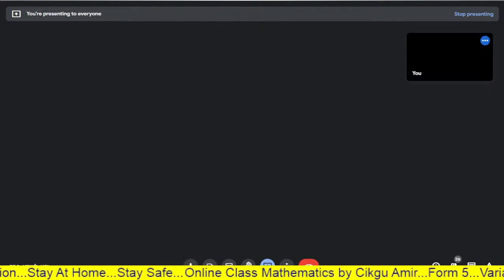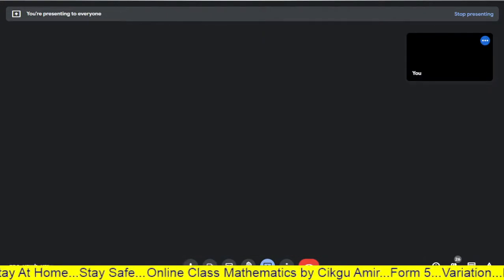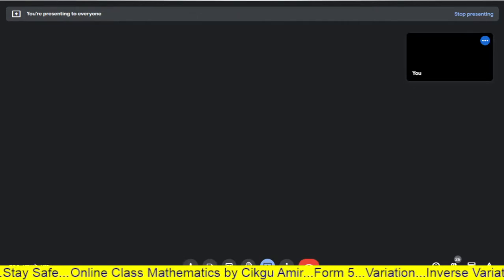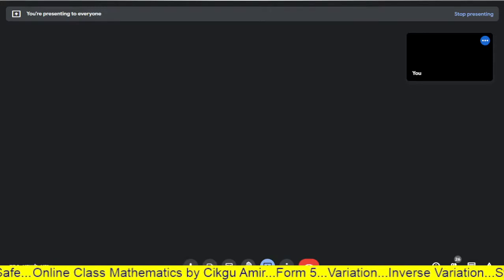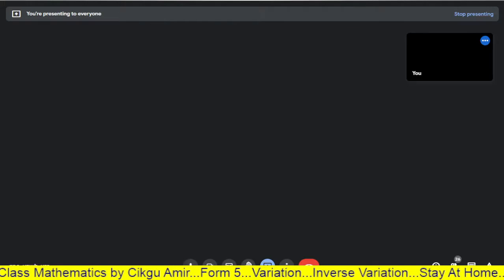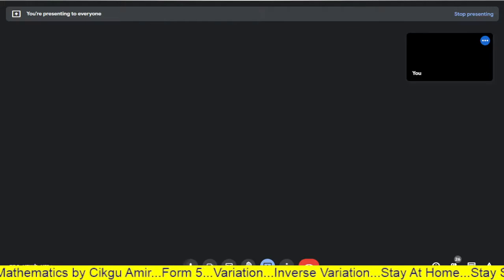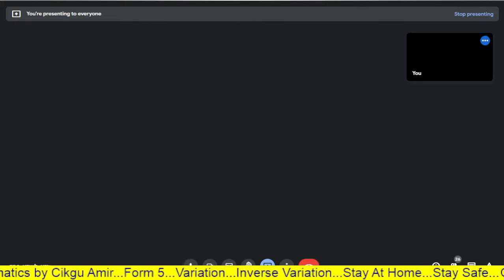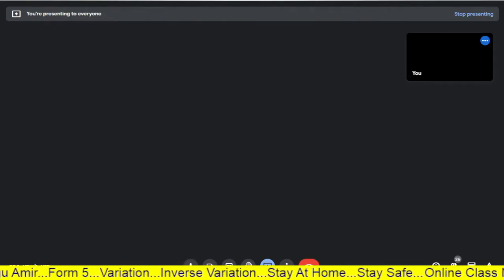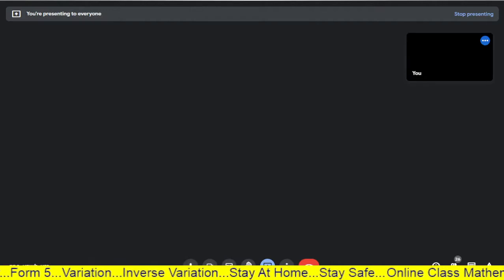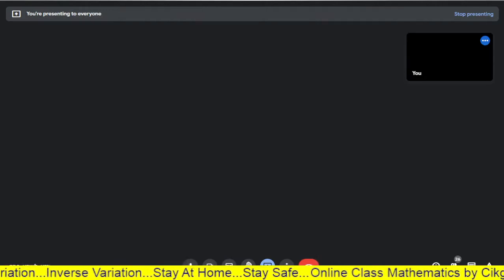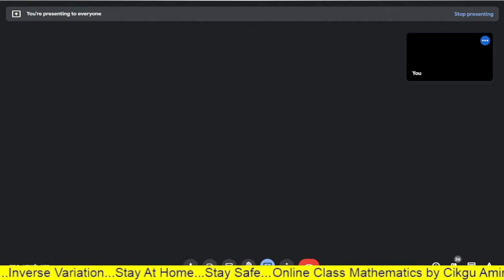Using the calculator, 15,220 divided by 121.76, you have the final value of V is 125. The unit is cm cube. So this is the last example.